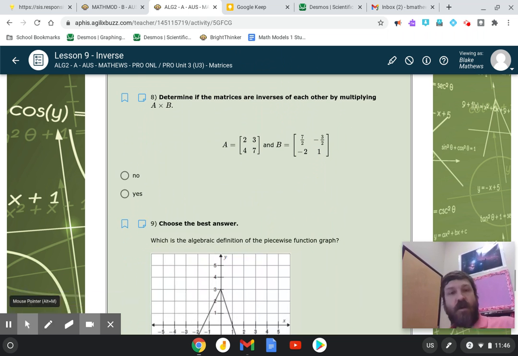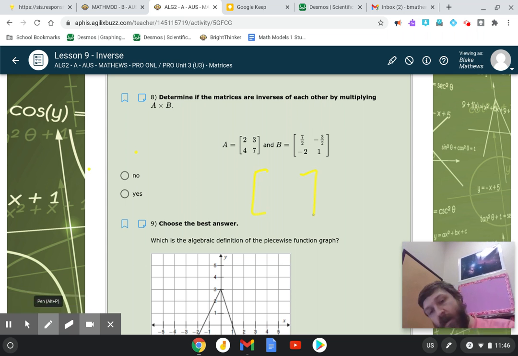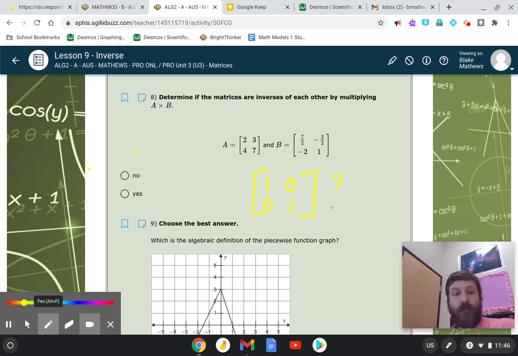Number 8, determine if matrices are inverses of each other. Quite simply, if you multiply two matrices that are inverses, you will get the following matrix as your answer, 1, 0, 0, 1. So you need to go back and look at multiplying matrices, multiply matrix A times matrix B, and the question is, do you get this matrix when you do that? So again, nothing new, just incorporating it into a new kind of situation.